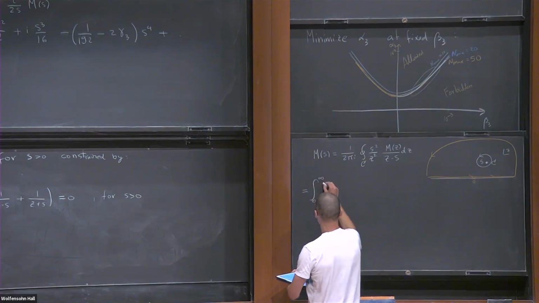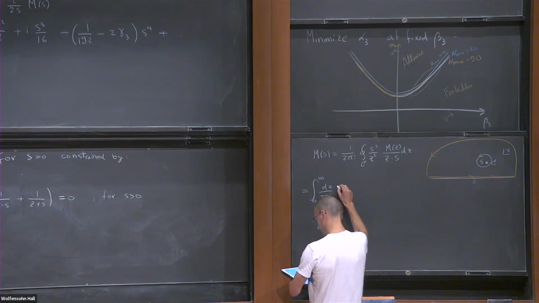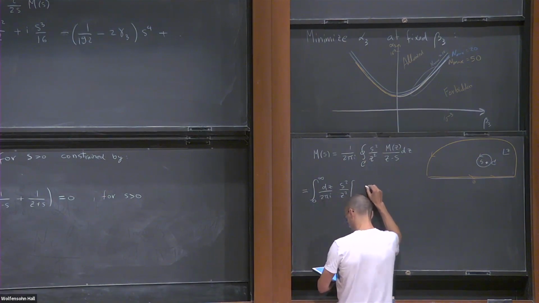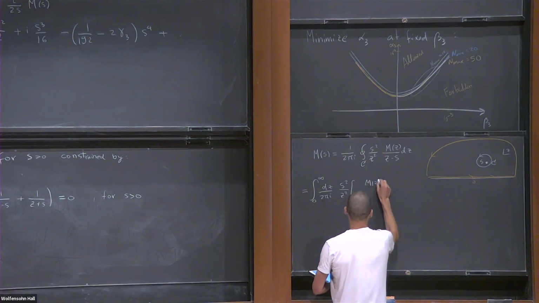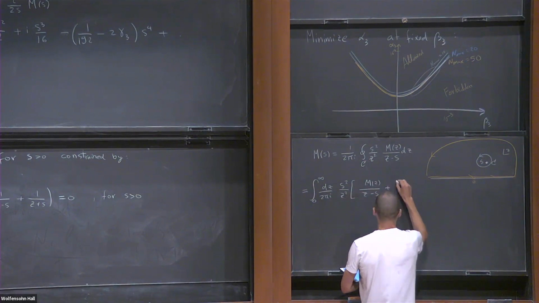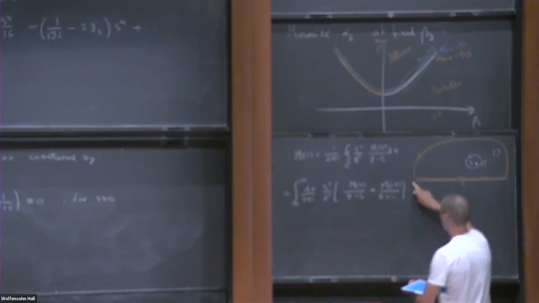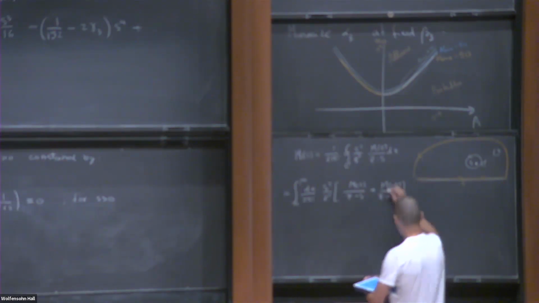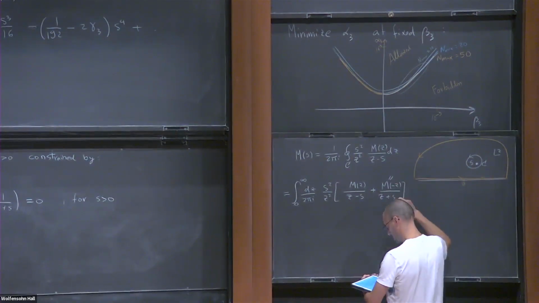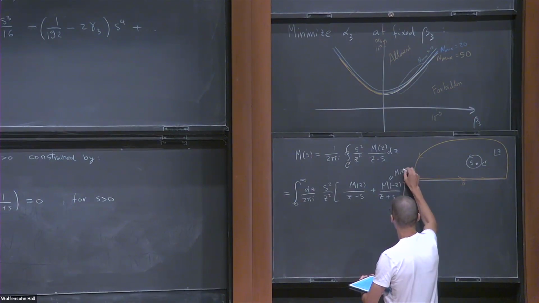So 0 to infinity, dz over 2 pi i. So this is the positive part, and then the negative part, I would get m of minus z over z plus s. So this is what I would get from minus infinity to 0. But then I can use crossing to rewrite this as m of z.